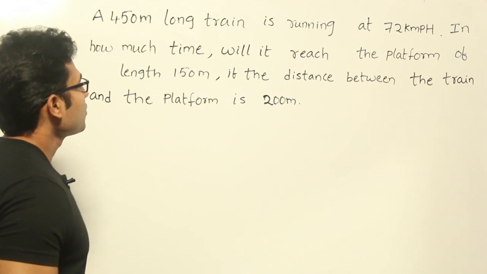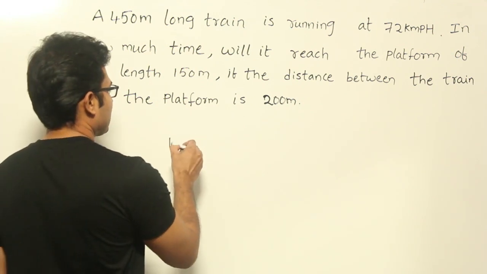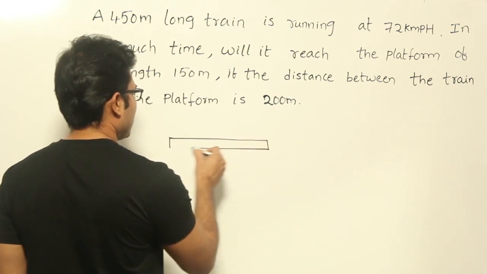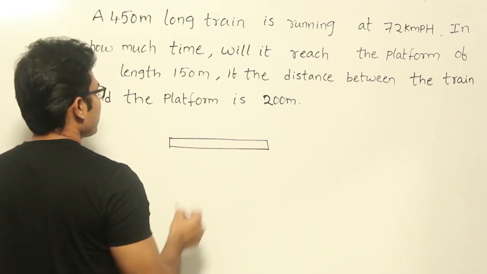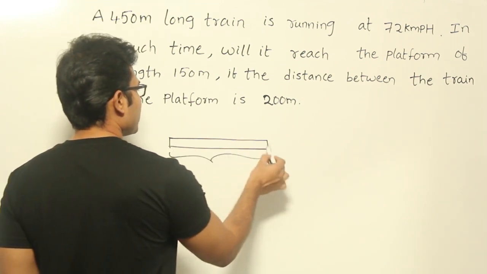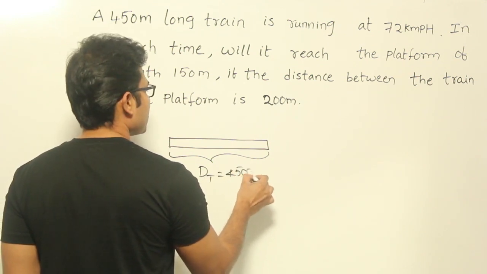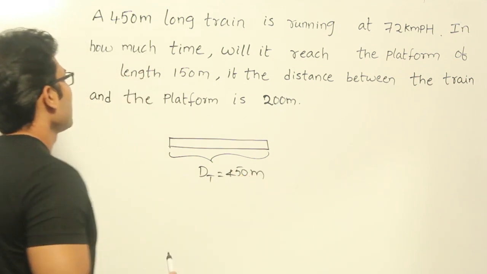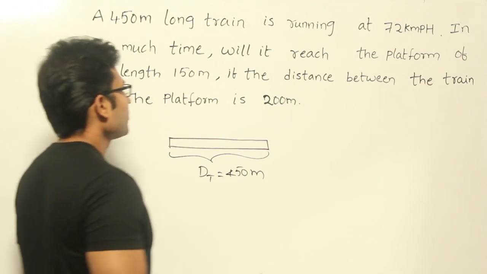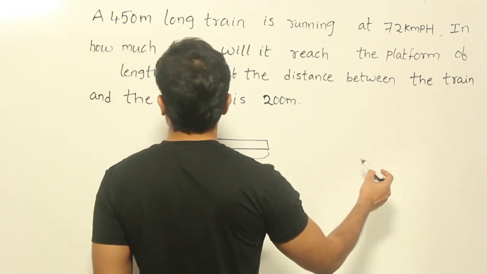Okay, so if you want to see it in terms of a diagram, they are saying that the length of the train is 450 meters. Let's call it dt. Dt is given as 450 meters, right? And the length of the platform is 150 meters.